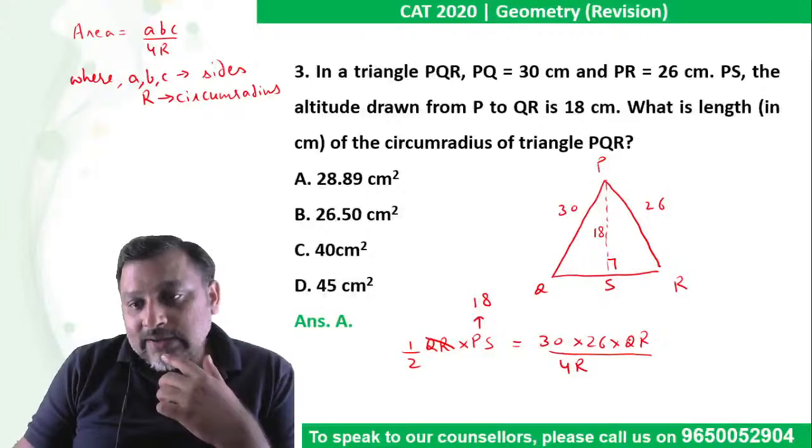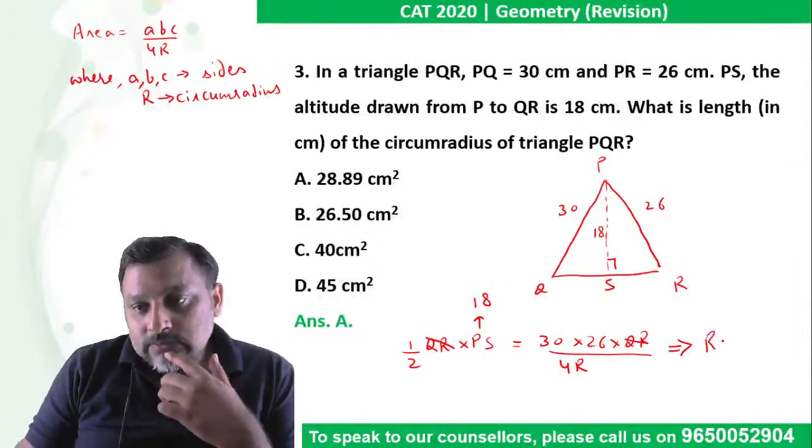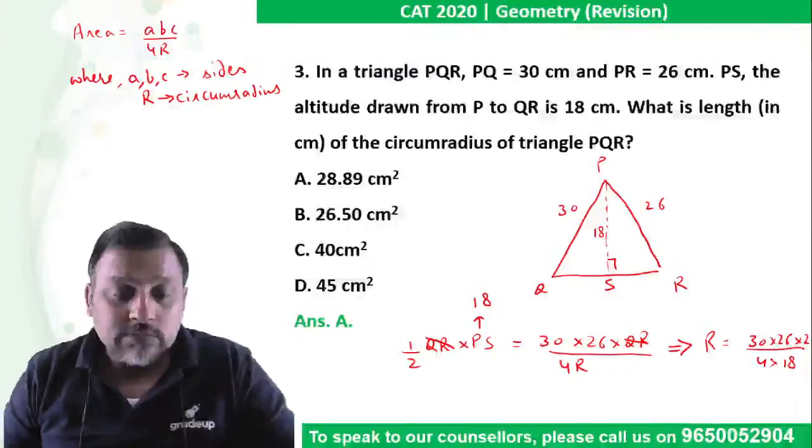So QR will get cancelled out. So you just need to simplify this. So R is 30 into 26 into 2 by 4 into 18.